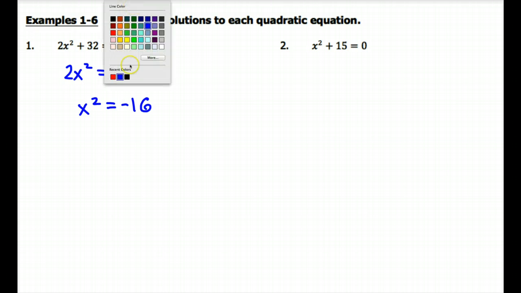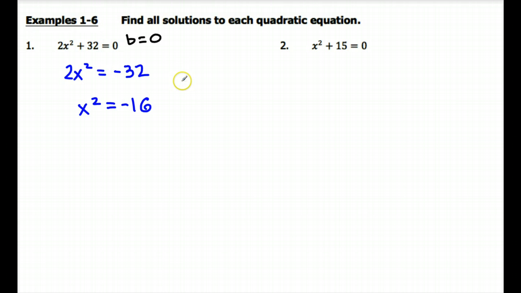Now before this week you would have told me that this is a no solution because, again, there's no number that you can square to get a negative 16. But now that we know a little bit about complex numbers, we know that there's no real number you can square to get negative 16. There is, however, an imaginary number.